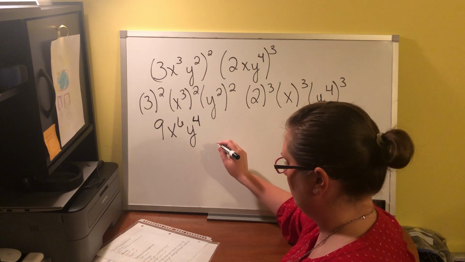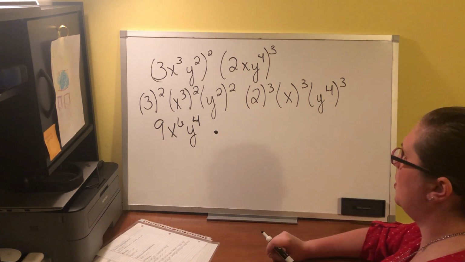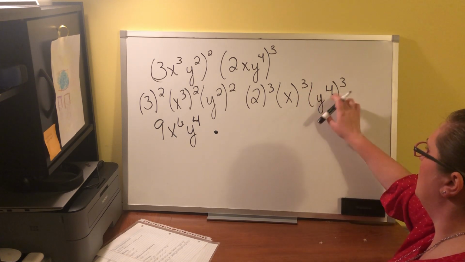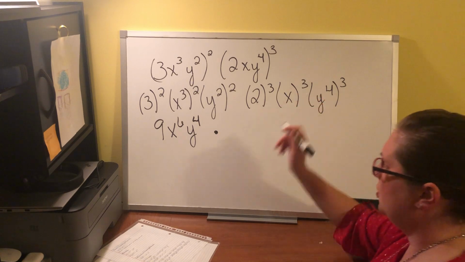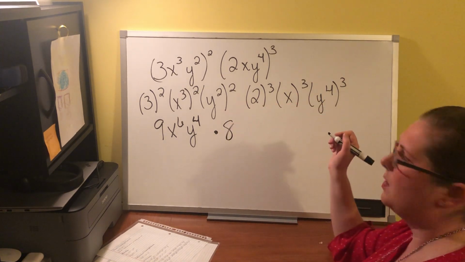Now, I also have over here that we're multiplying by, right? We have our 2 cubed, our x raised to the 3rd power, y 4th raised to the 3rd power. So 2 cubed is easy, right? 2 times 2 is 4. 4 times 2 gives us 8. We know how to do that.